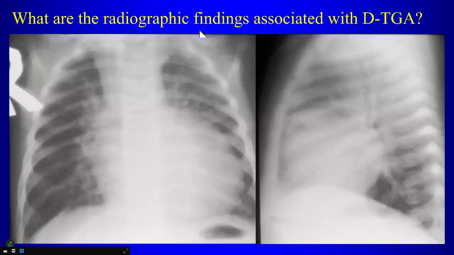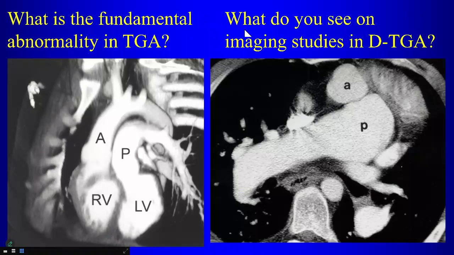Now, the radiographic findings associated with D-transposition, so who wants to tell me? We always start with what? The pulmonary vascularity, right. And so the pulmonary vascularity is increased, the patient has cyanosis, right. There's a big heart, narrow mediastinum, and this plain film sign is called egg on a string, correct, okay. The fundamental abnormality in transposition is what?